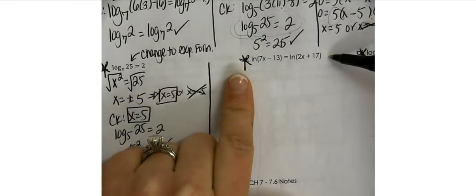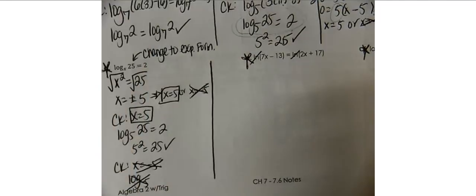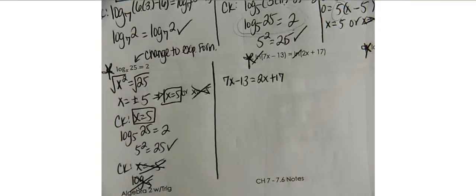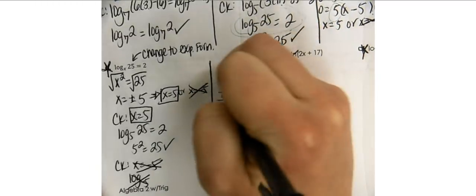For letter E, we have a natural log on both sides, so we have a logarithm on both sides, and what's really nice about that is that the logarithms are alone on both sides, and because of that, the logarithms essentially cancel out. So therefore, we're left with 7x minus 13 is equal to 2x plus 17. And so I'm going to solve that equation for x by subtracting 2x on both sides and adding 13 on both sides. And I end up with 5x is equal to 30. And then dividing both sides by 5, I find that x is equal to 6.